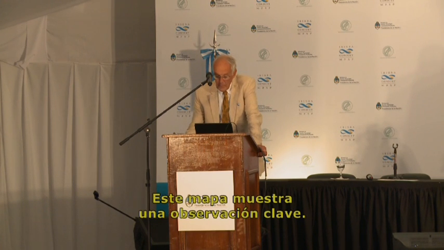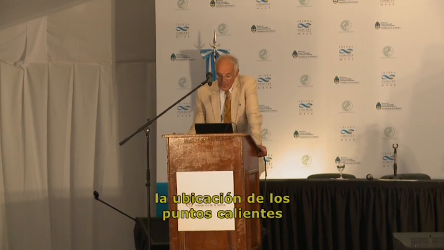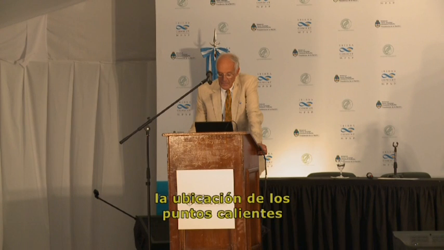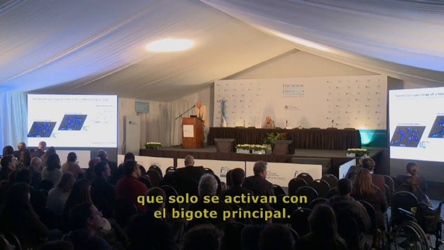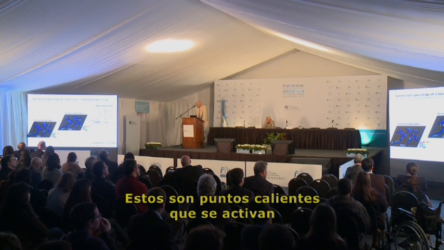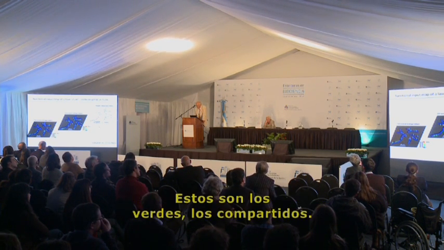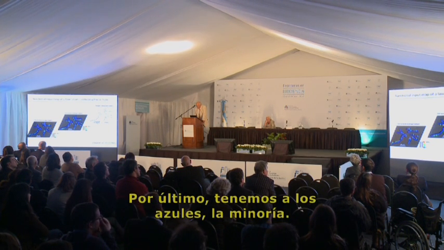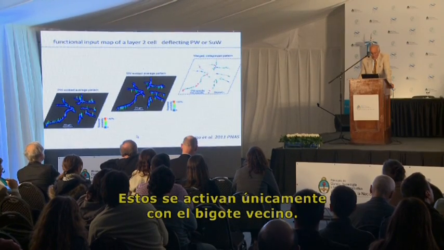This map shows a key observation. What you see here is in different colors the location of hotspots that are turned on only by the principal whisker. They are shown in red. The majority in this case are green. These are hotspots that are turned on both by the principal whisker and the surround whisker. And finally, the blue ones are a minority that are turned on only when the surround whisker is activated.